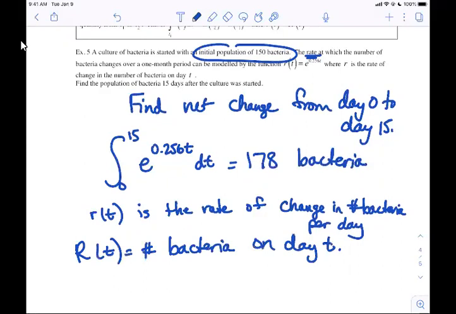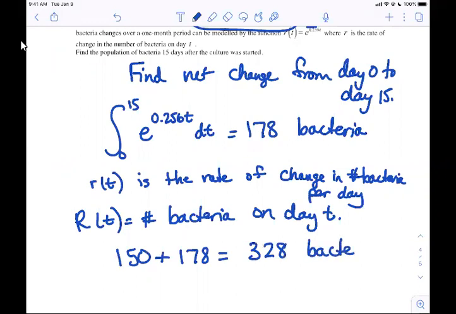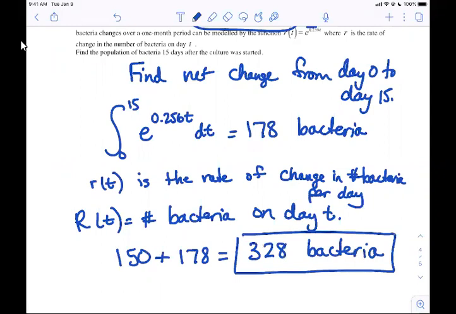So the initial population was 150, and we added 178. So that's 328 bacteria. Now, if there had been no bacteria initially, then it would have been 178 bacteria.